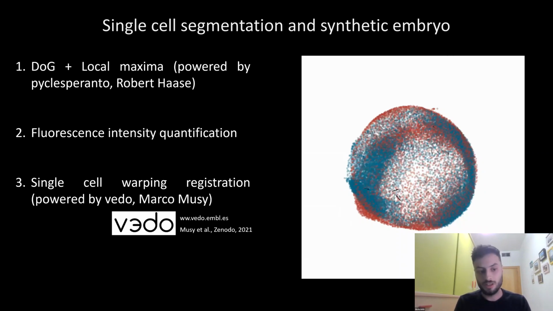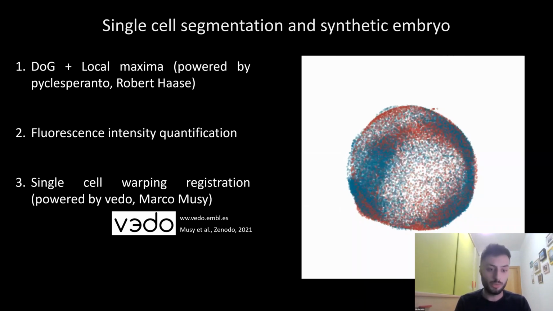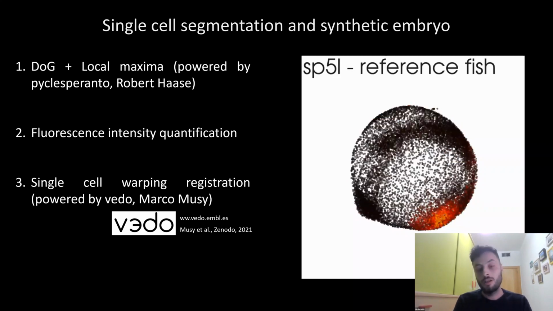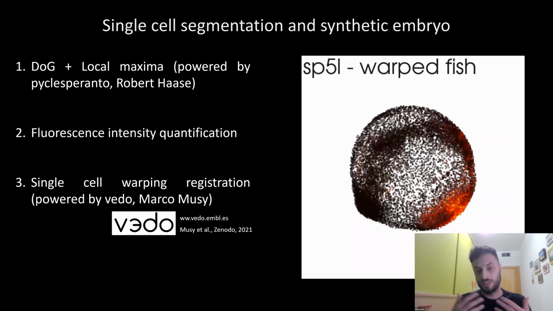In this case, we decided to use another Python package, Vido, developed by Marco Musy at EMBL Barcelona, and perform local registration using single-cell warping, with which it is now possible, through iterative local registration loops, to register these cells on top of each other, therefore generating a common 3D space of a synthetic embryo.